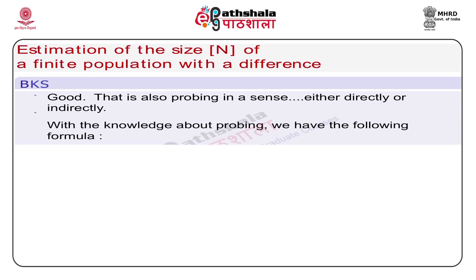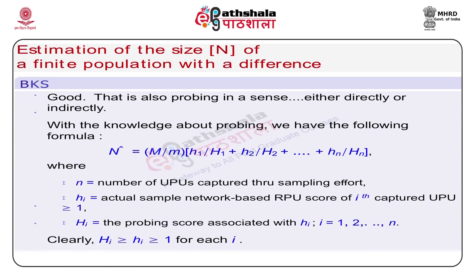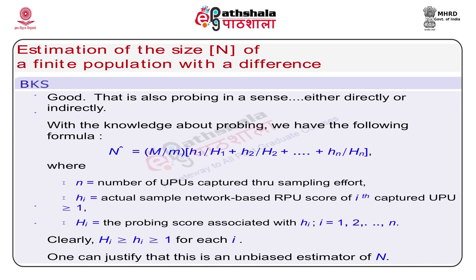So, if probing is allowed, with the knowledge about probing, now we have this formula. What is my estimate of capital N? Capital M by small m, that is the fraction. Capital N is the number, capital M is the total number of rehab centers and small m is the number of rehab centers captured, multiplier.